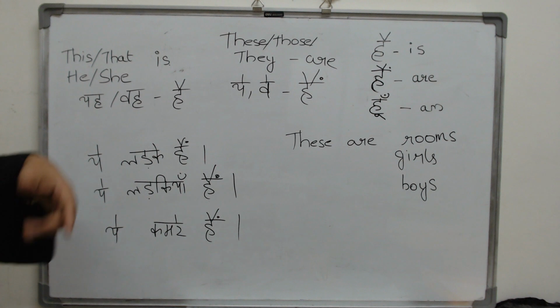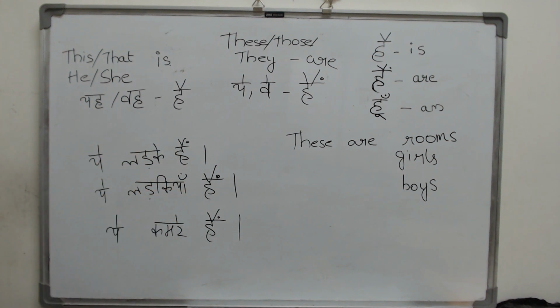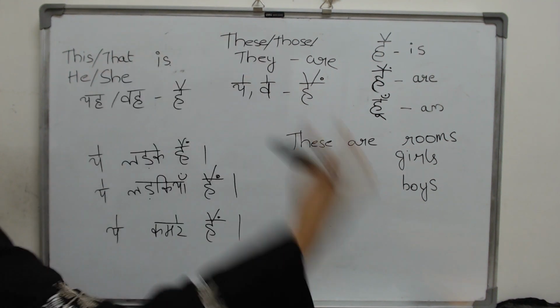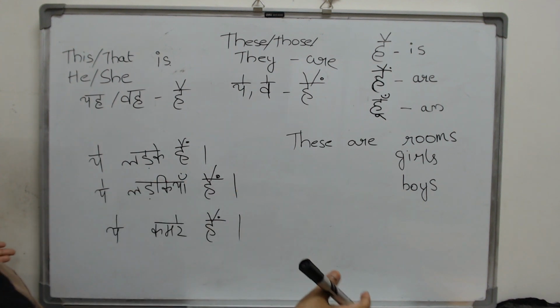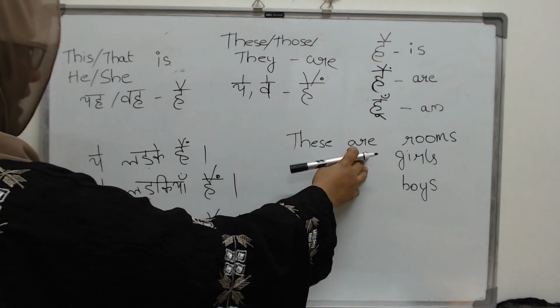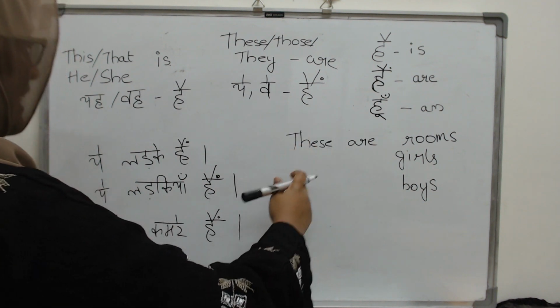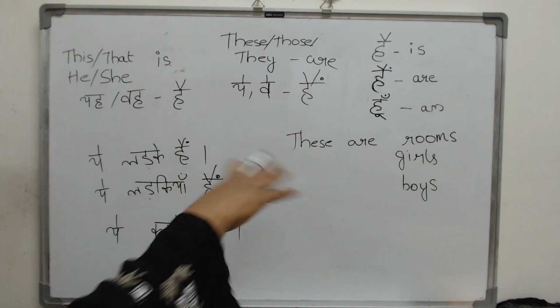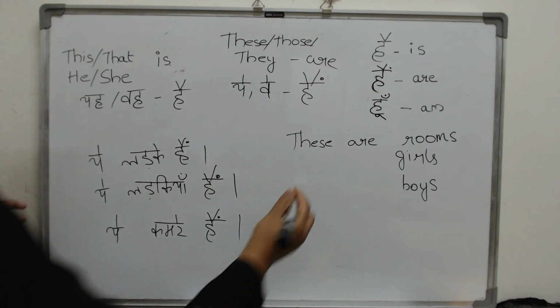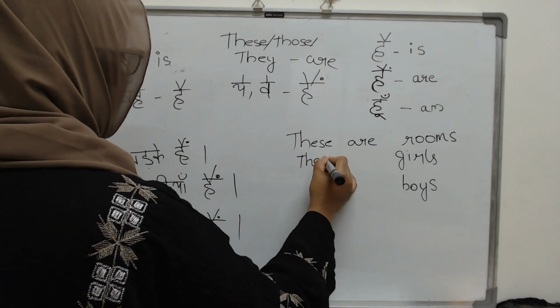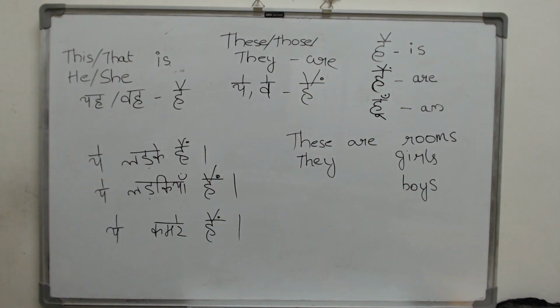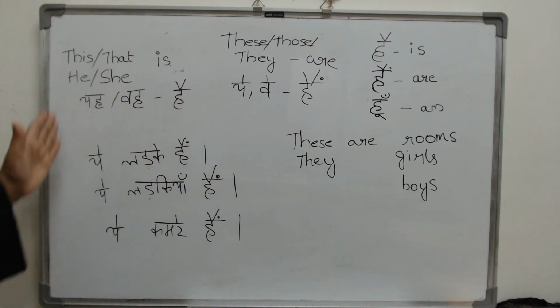Now, what if we have more than one boy? Then the is will become are, because it will become plural. So is will become are, and this will become these. These are rooms. Will the construction change for girls? No. We will just use the word they. They are girls. Will it change for boys? No. They are boys. The same in Hindi.